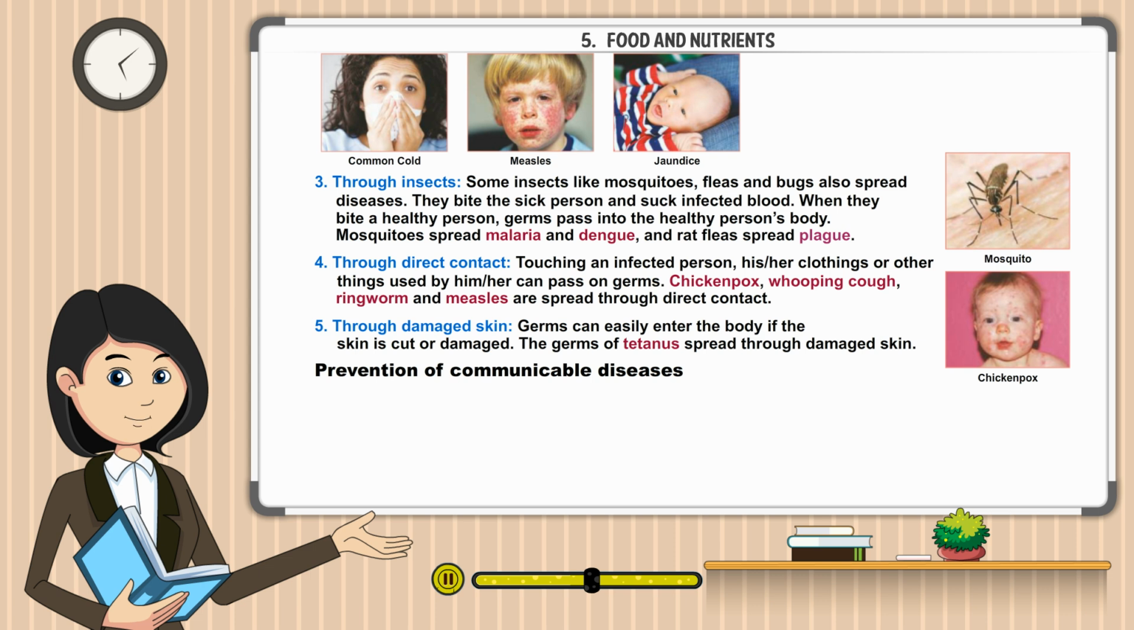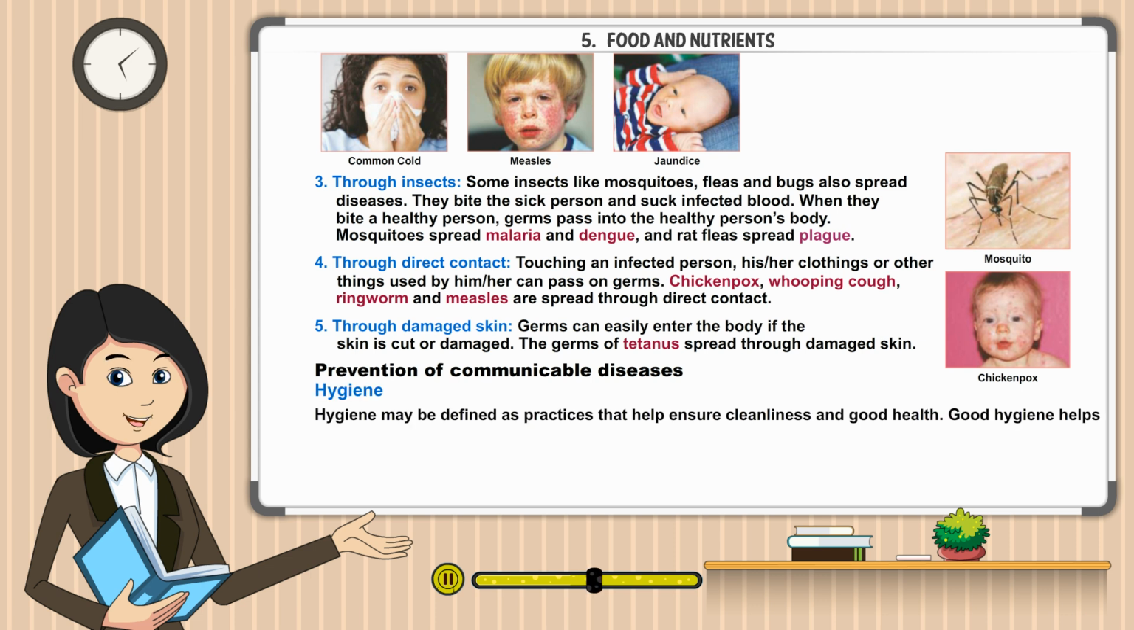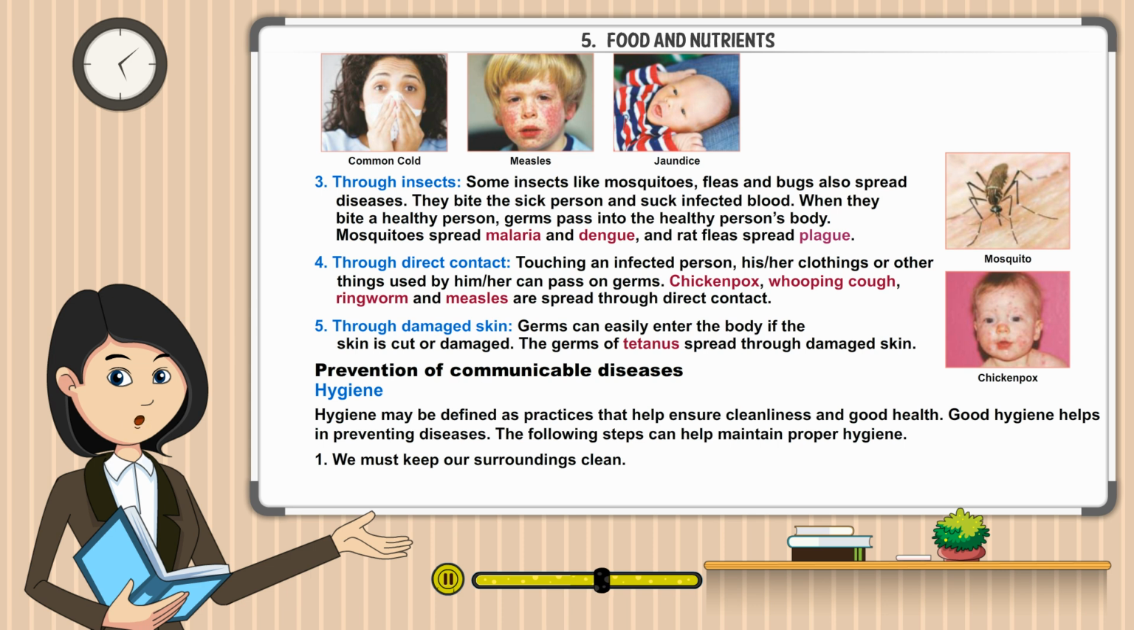Prevention of communicable diseases. Hygiene. Hygiene may be defined as practices that help ensure cleanliness and good health. Good hygiene helps in preventing diseases. The following steps can help maintain proper hygiene. We must keep our surroundings clean.